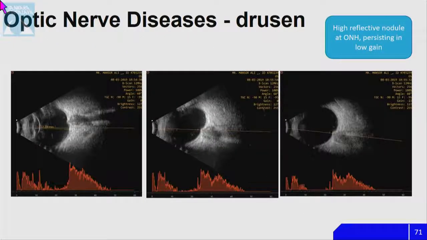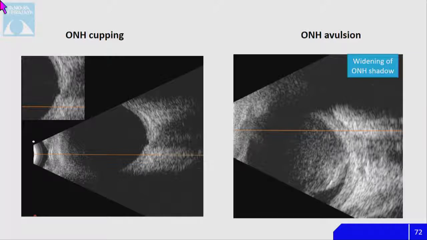The optic nerve head drusen, as I already mentioned, is sometimes buried and may not be seen visibly in the fundus. So we do an ultrasound to rule out a cause of disc edema. It is a high reflective echo at the optic nerve head, which persists in low gain. This is optic nerve cupping. Here it is seen as a small excavation, and cupping is visible in an ultrasound only if it is more than 0.7 or 0.8.